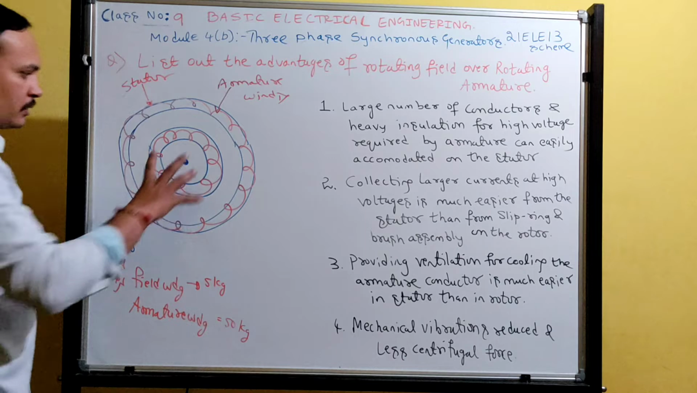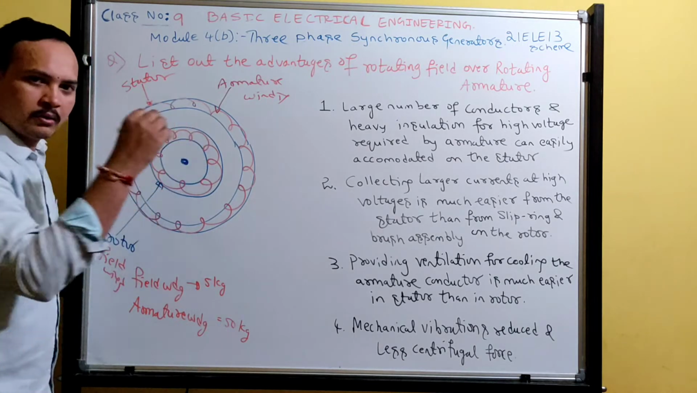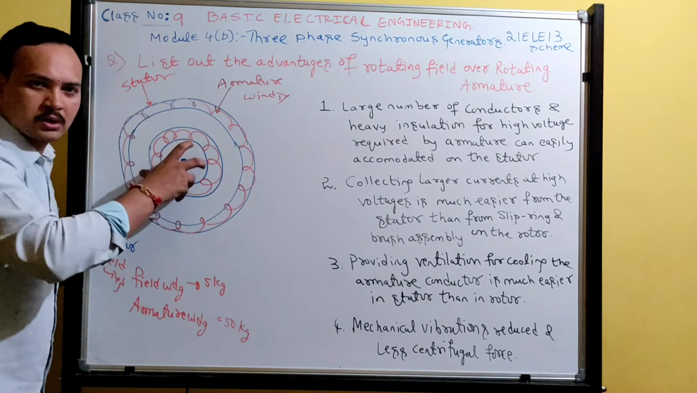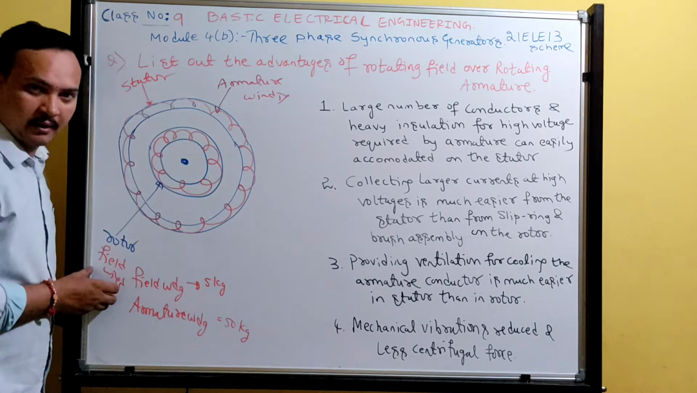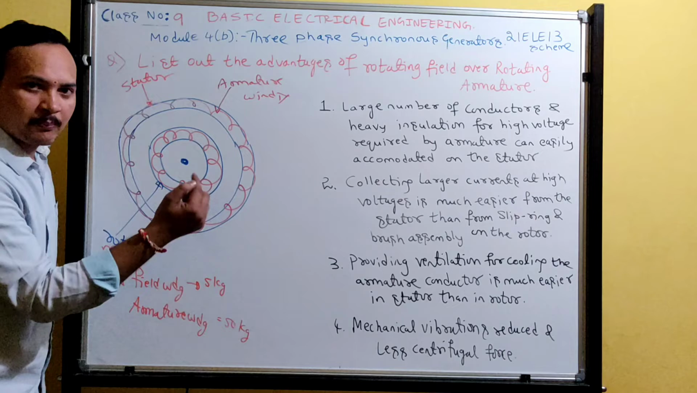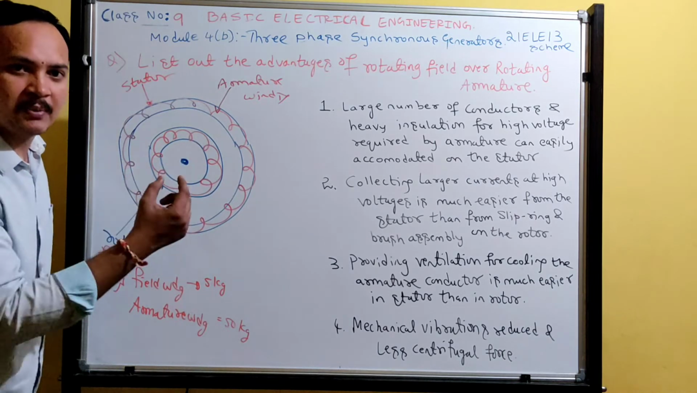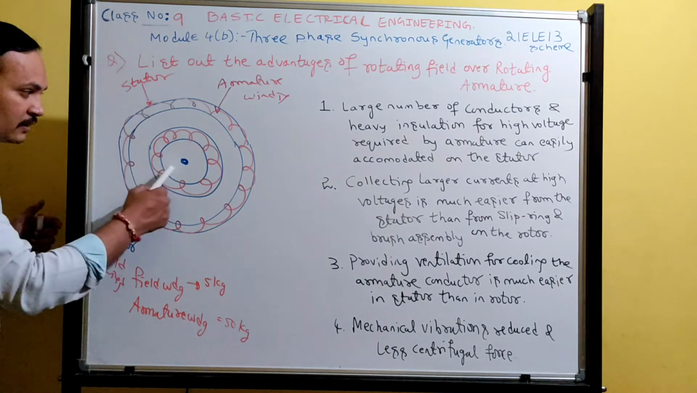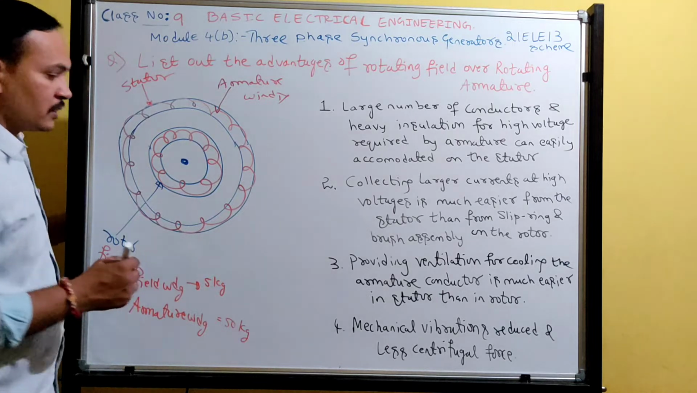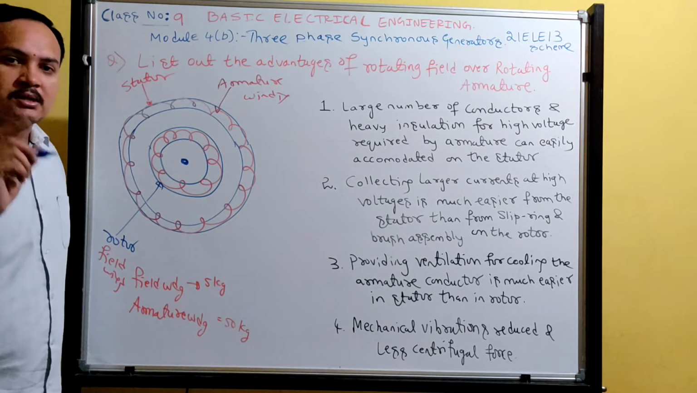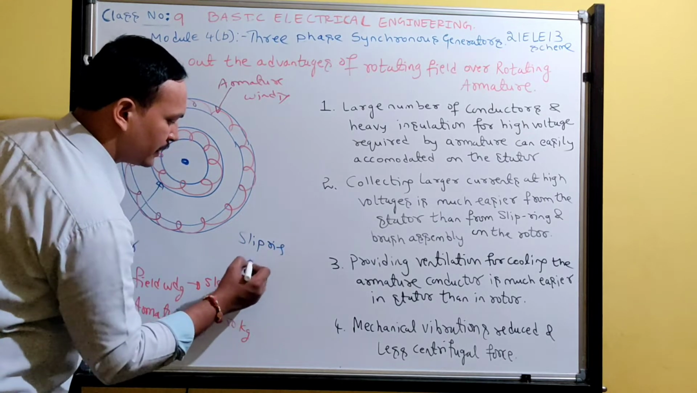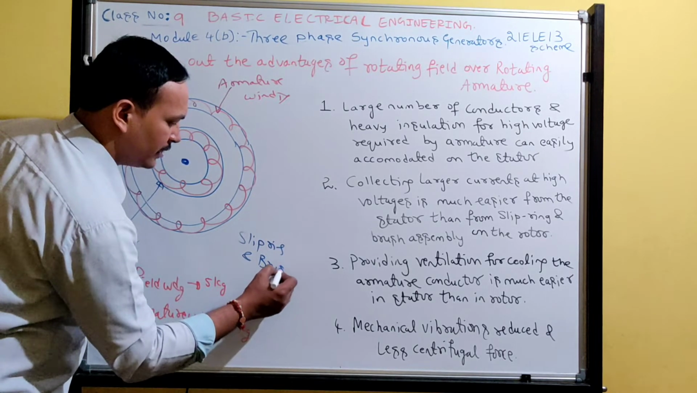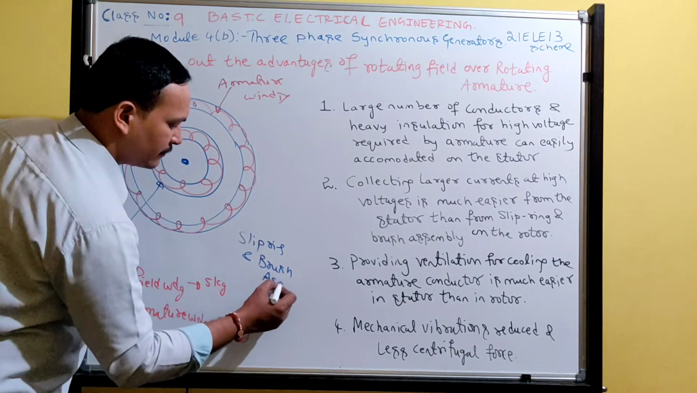See, this is coupled to the turbine. Turbine rotates, this will also rotate. And these rotating conductors, rotating field, we are giving supply to this field winding. DC supply is required to excite the field windings, because we have to use slip ring and brush assembly. We have to use slip ring and brush assembly.